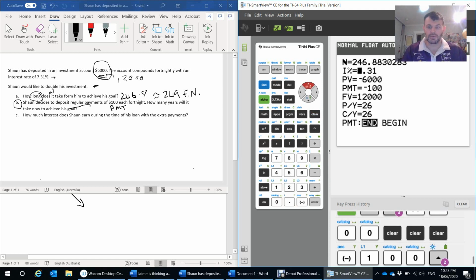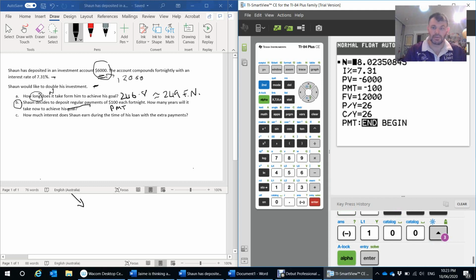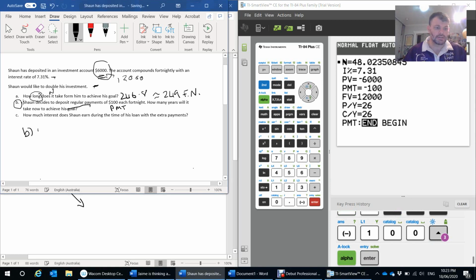So let's go back up to this point here, and we want to find how long, in years this time, it's going to take him to achieve it. We get 48. So let's do part B down here. We get 48.02 fortnights. So we want to round this up to about 49 because he's got into the 49th. Well, to find out how many years, we've got to divide this by how many fortnights there are in a year, 26.